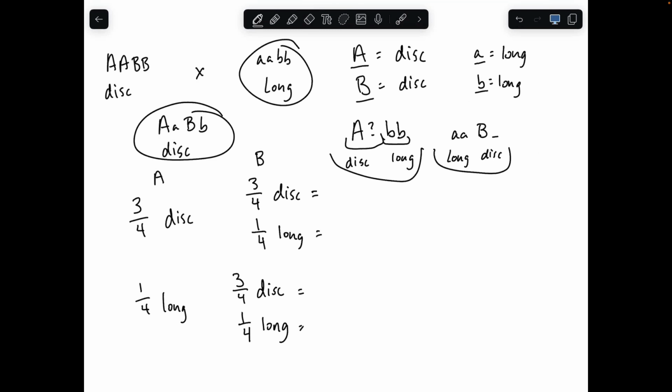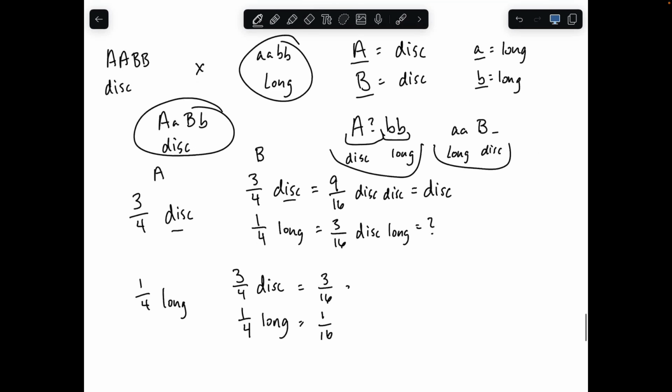Okay, and again we get that 9:3:3:1 ratio. So here I'm going to consider both gene pairs, right? So I have disc, disc. So that is definitely going to be a disc. Here I have disc for A, but long for B. What is that going to be? Here I have the opposite. I have long for A and disc for B.